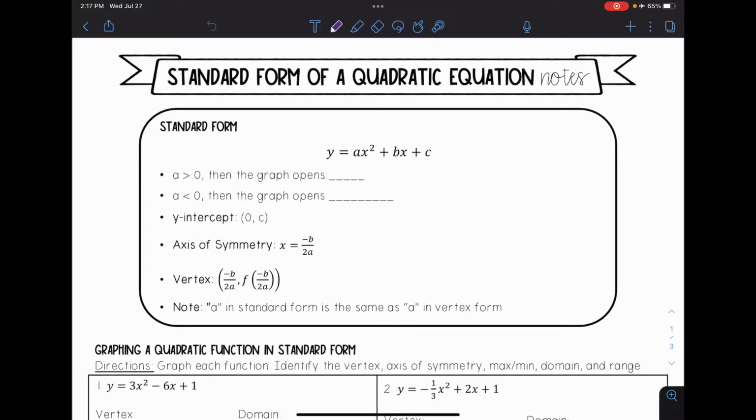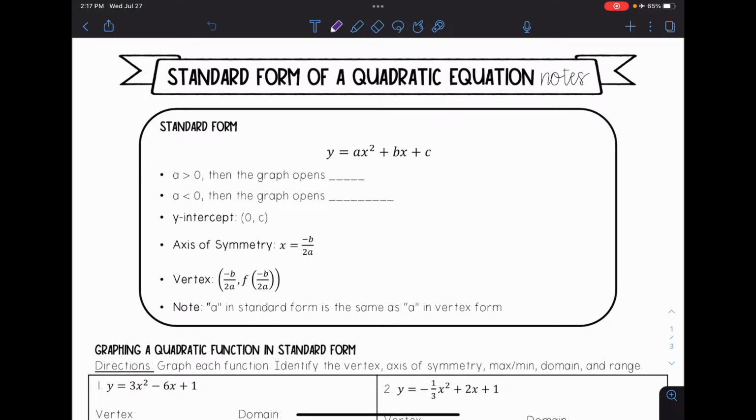Hello everyone. Today we're going to be talking about standard form of a quadratic equation. So first, what is standard form? Standard form of a quadratic equation is y equals ax squared plus bx plus c. And each of these different parts tell us a different characteristic about our quadratic function.